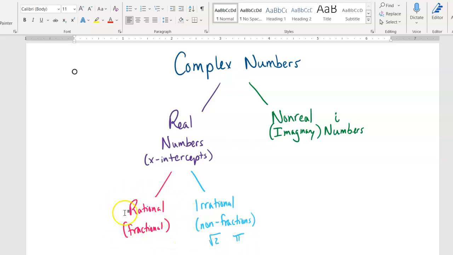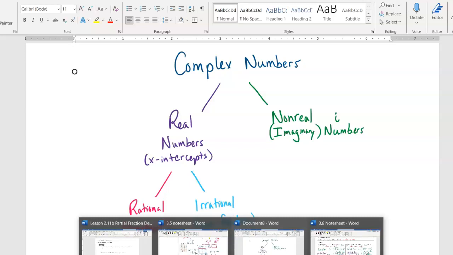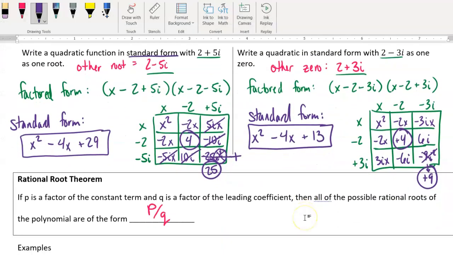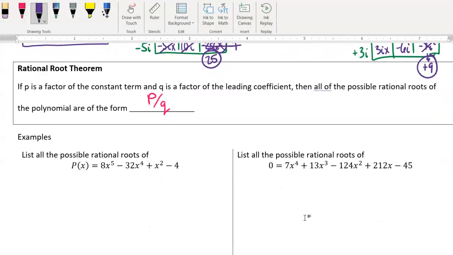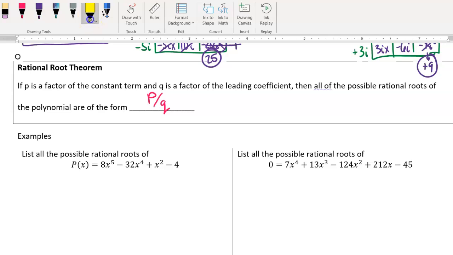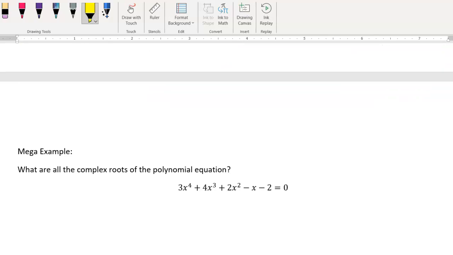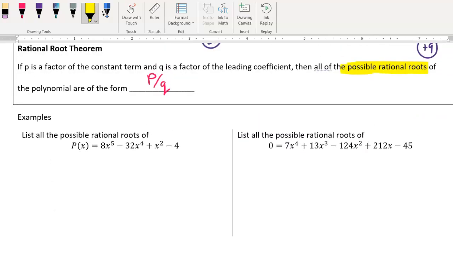But let's focus on rational numbers. These can be written as fractions. And we have a theorem that will help us identify all of the possible rational roots, or all the possible rational zeros. And that's what we call the rational root theorem. The key is it gives us the possible rational roots, those that could be written as fractions. Again, it's not going to give you what they actually are, it just gives you what the possible ones would be.